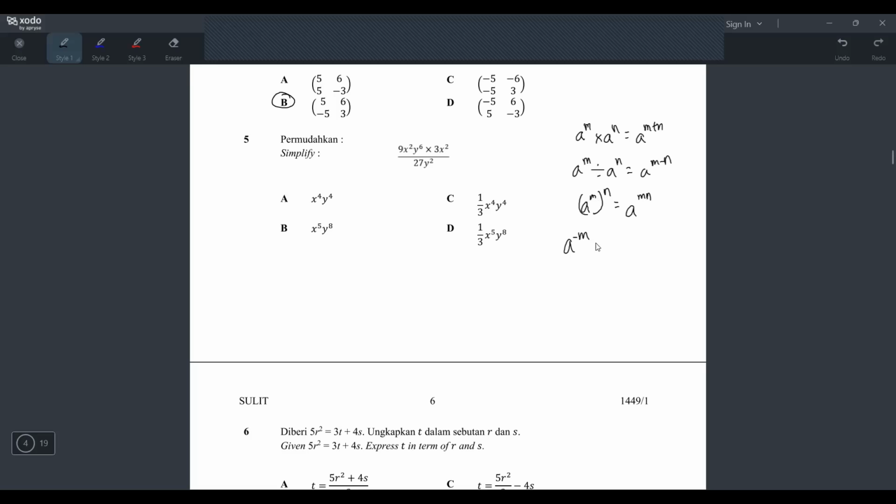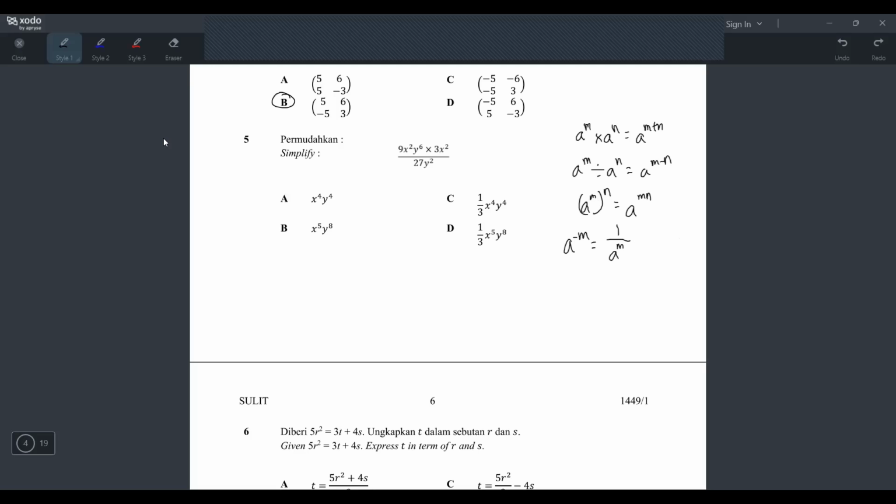If I give you A power negative M. If the power is negative, you can bring it down, but the base won't change, just the sign of the power changes. It means top goes to bottom, bottom goes to top, the base stays the same, only the power changes sign. Right? So for example, if I give you 2 power negative 7, you tell me 1 over 2 power 7. Like that. Okay? So I will erase this.